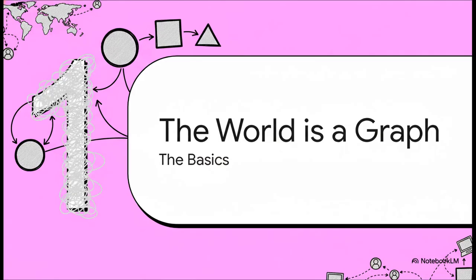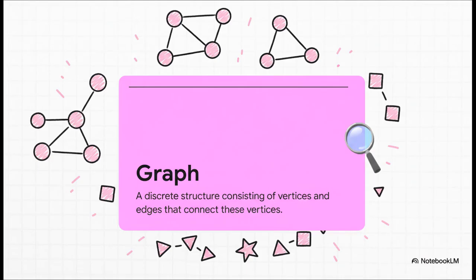Okay, so let's start with this big picture idea. What does it actually mean to see the world as one giant graph? At its core, a graph is made of just two things. You've got vertices, you can just think of those as the dots, and you have edges, which are the lines connecting the dots. That's literally it. The dots or vertices are the things in your network, and the edges are the relationships between those things.